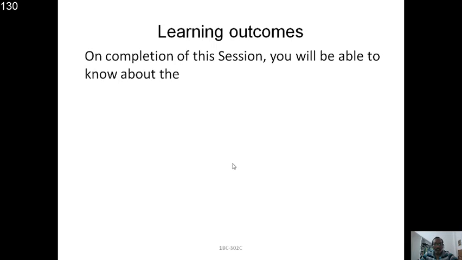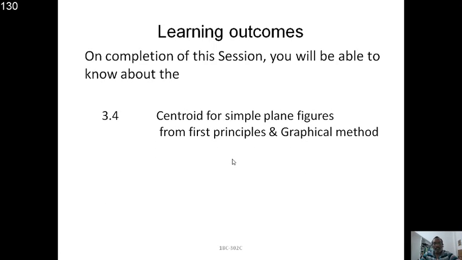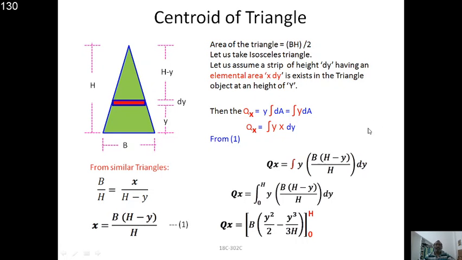Today in this session we are extending the same thing, that is determination of centroid for simple plane figures from first principles and graphical method. So in extension of the first principle, we are going to calculate the centroid of an isosceles triangle. So please note that we are determining the isosceles triangle centroid. This formula is not applicable for all triangles. This has been derived especially for the isosceles triangle.